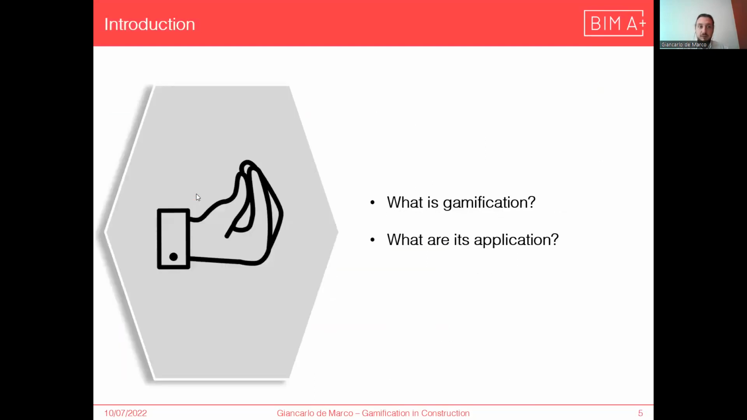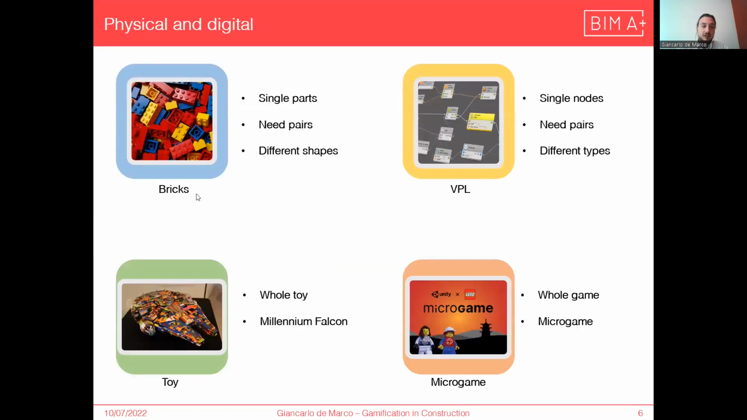So first things first, what is gamification and what are its applications? I think that a parallelism can be drawn between a physical and a digital world. Everybody knows very well the Lego bricks with which we play. So what are the characteristics? They're single parts, with different shapes, different colors, different characteristics. And to have a proper use, they need to be paired to deliver something existing, a physical toy. In the case here, we can see a Millennium Falcon, which actually is made of single pieces.